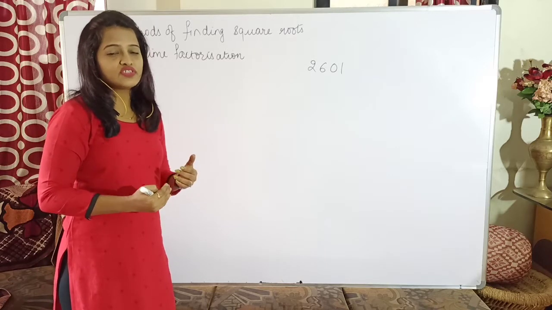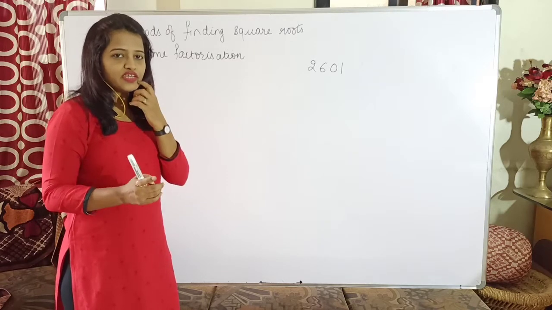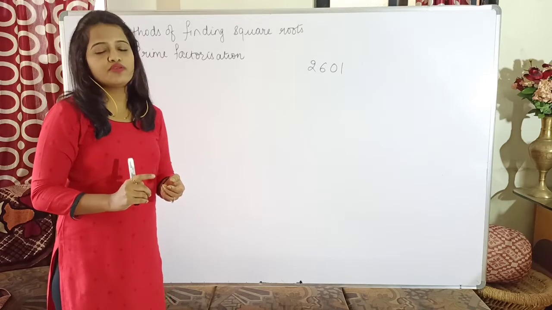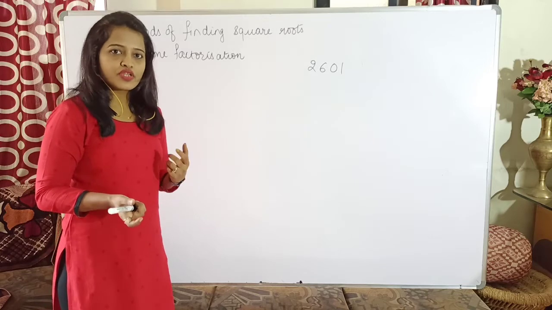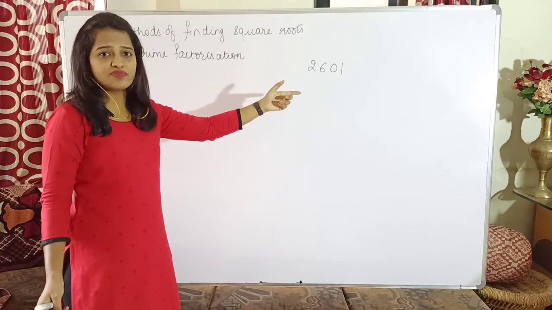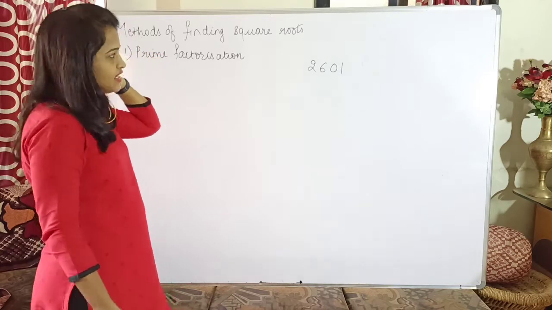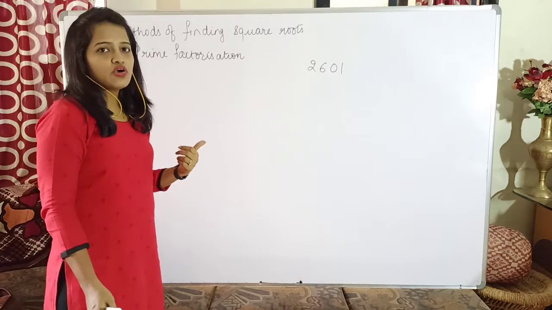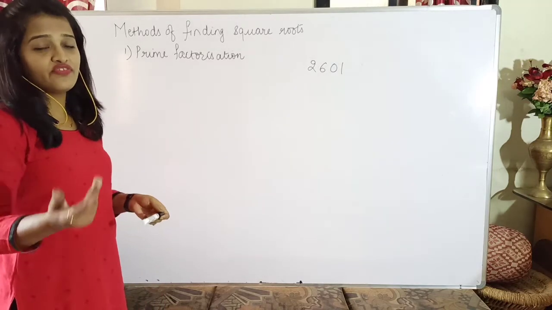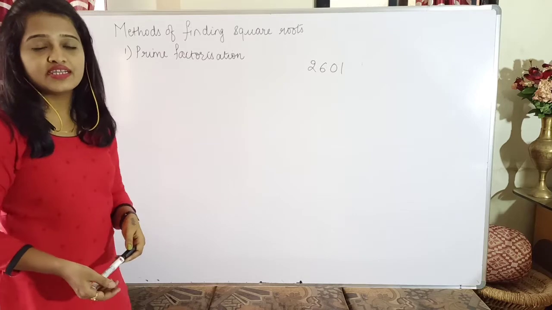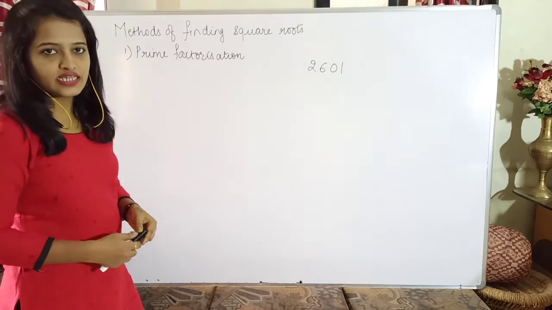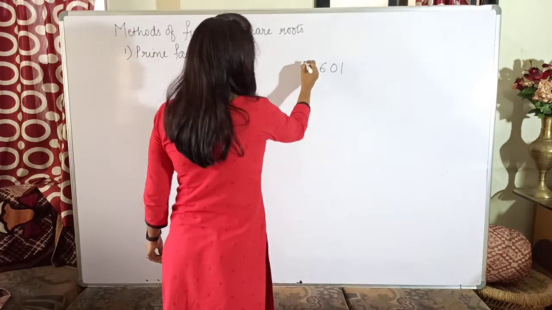How? We have seen the first property, which says if there are 2, 3, 7 and 8 digits present at the unit place, then that number cannot be a square. So now, is any one of the digits 2, 3, 7, 8 present at the unit place? No. So definitely 2601 may or may not be a square. Okay, so there are chances that it could be a square. If it is not a square, there is no point in finding its square root by any method, because you will not get a square root.